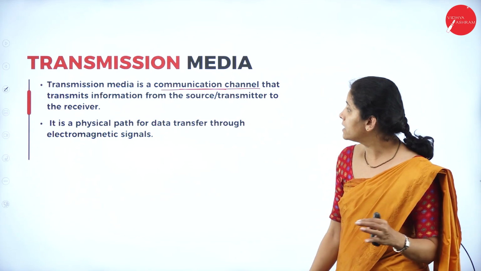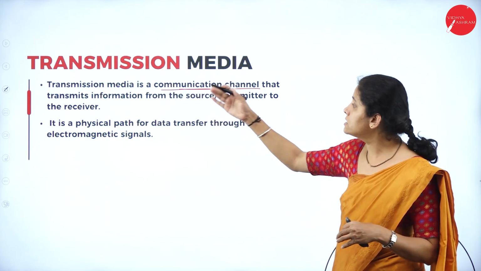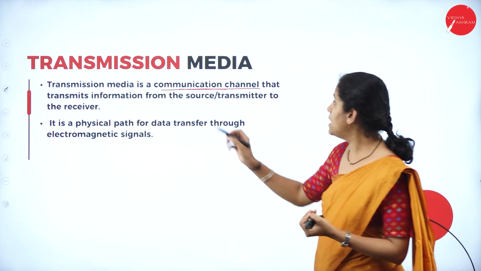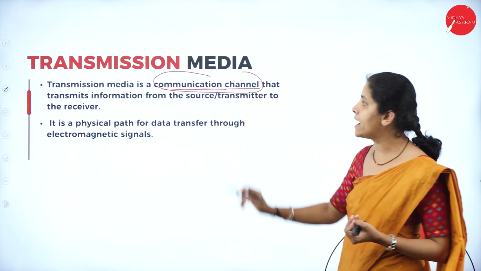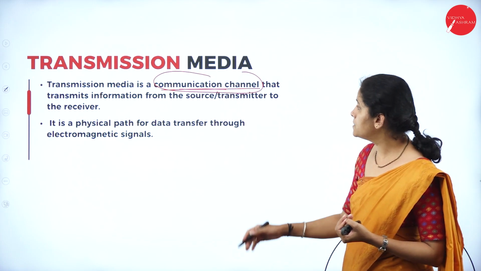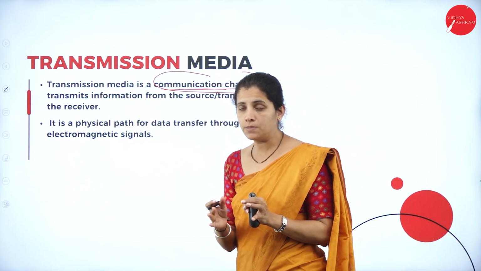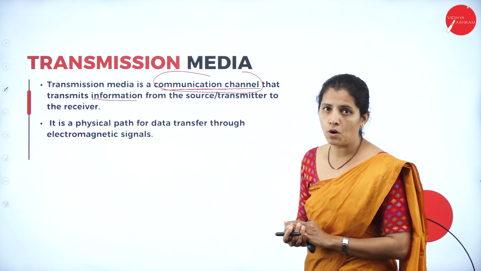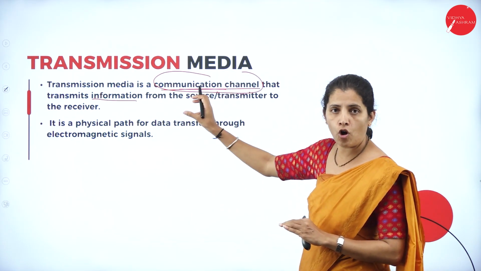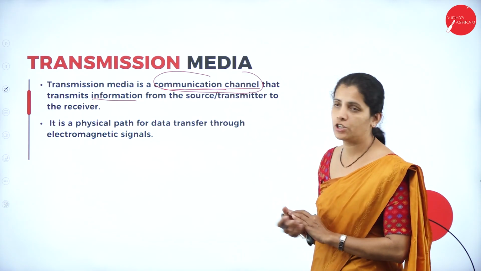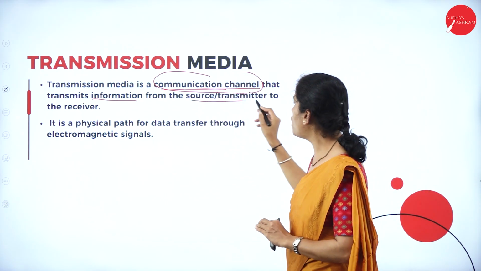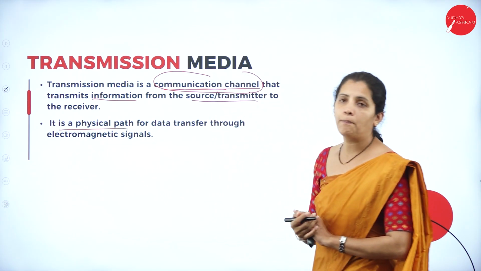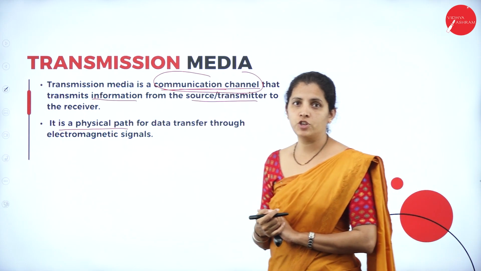But in a computer network, suppose if I want to communicate with two different nodes, I must have the communication channel, and it is responsible for transmitting the information, that's nothing but the resource or data, from source to destination, from source or transmitter to receiver. It is a physical path for data transmission.